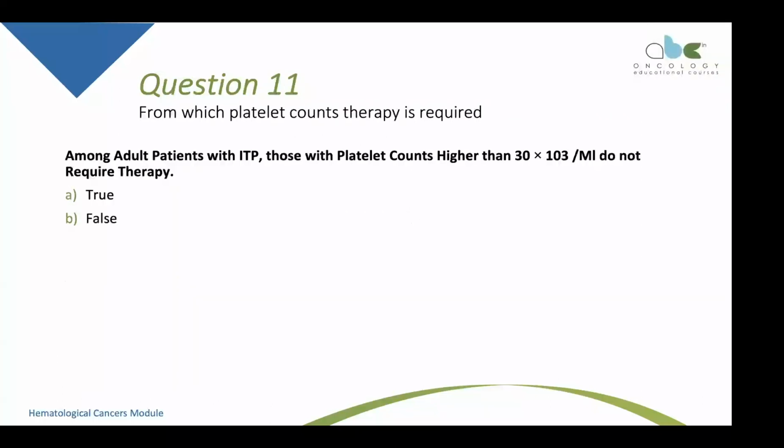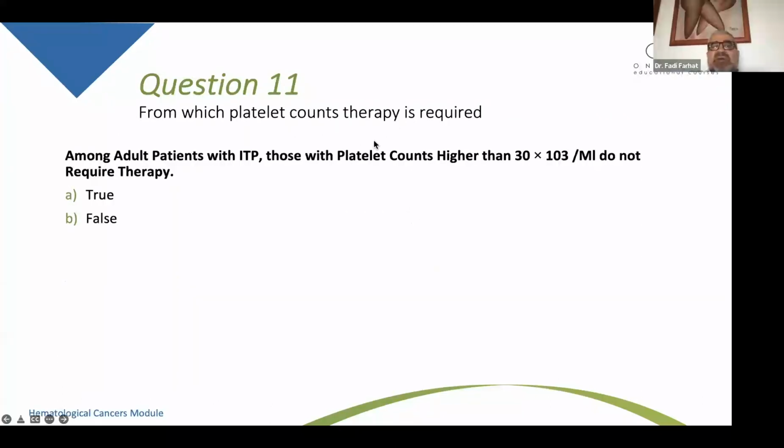Don't worry. Next question: for which platelet count is therapy required? Here it's also important. Among adult patients with ITP, those with a platelet count higher than 30 do not require therapy. Is it true or false? And I think we can go quickly. So more than 30,000, do we treat? Less than 30,000, we do not treat, or vice versa. More than 30,000, should we treat or not? True or false? Vanessa?